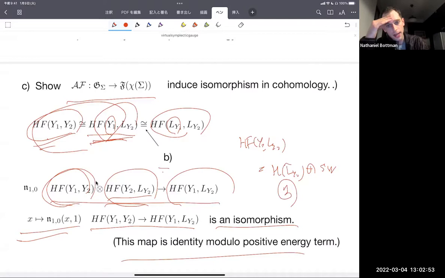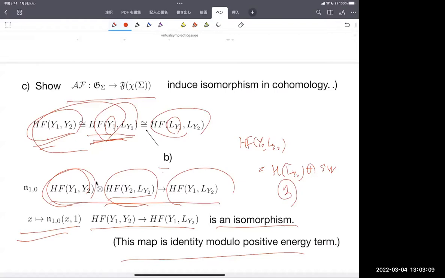So I guess about halfway through, you had this corollary that says that when Y is the sum of Y1 and Y2 along Sigma, and I is these two Lagrangians. And I might have missed it, but can you describe how the bounding cochains are defined?